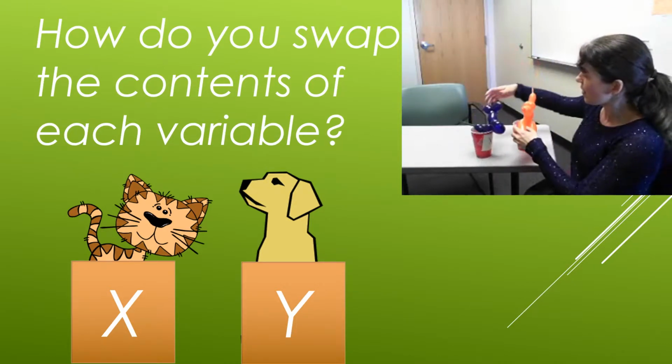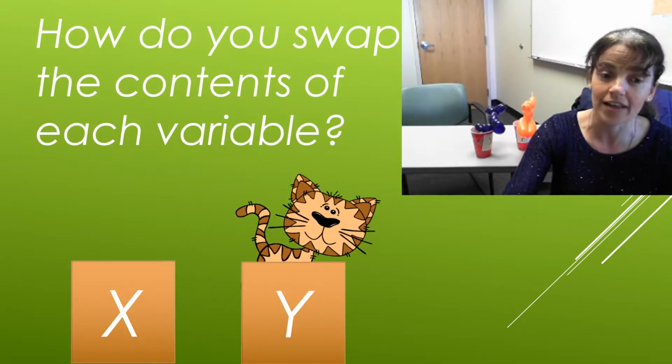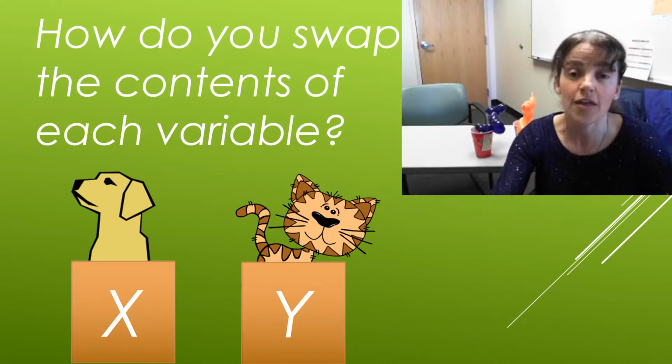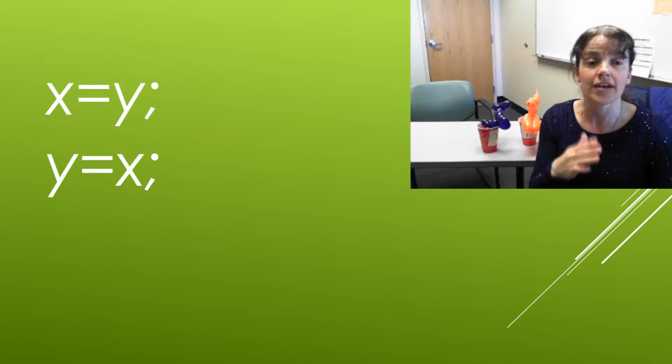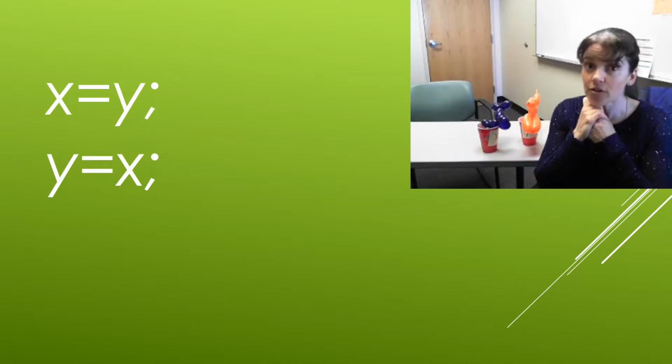spots in memory so that after your program, then the cat's going to be in X and the dog's going to be in Y. So this confuses a lot of beginning programmers. The first thing they want to try is these two assignment statements. So X is equal to Y, Y is equal to X. That seems logical to swap those two spots in memory, but let me show you what's going to happen.